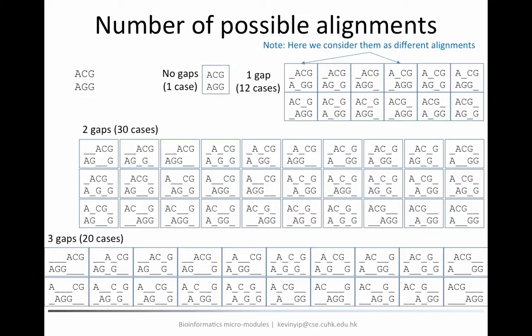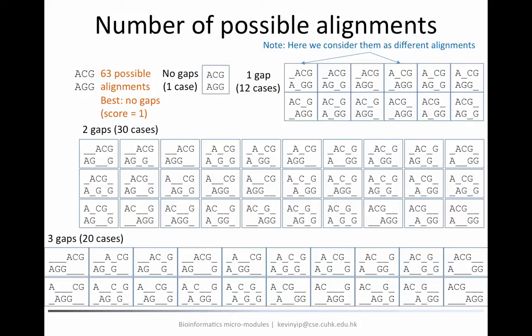We can again do the similar analysis when we insert 3 gaps to the first sequence. And the analysis actually ends here, because we cannot add 4 gaps to the first sequence without having one single column with only gap characters in both sequences. So by summing up all these different cases, we find out that there are 63 possible alignments.